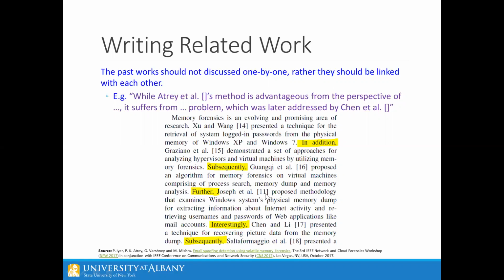So what I was mentioning here is that you are linking these works in some way. Zhu and Wang presented a technique for this and this. In addition, Grajnio et al. demonstrated a set of approaches for this. Then subsequently, this work came. Further, this work came. Interestingly, this was also related to this somehow. So somehow you need to make a linkage. Okay.